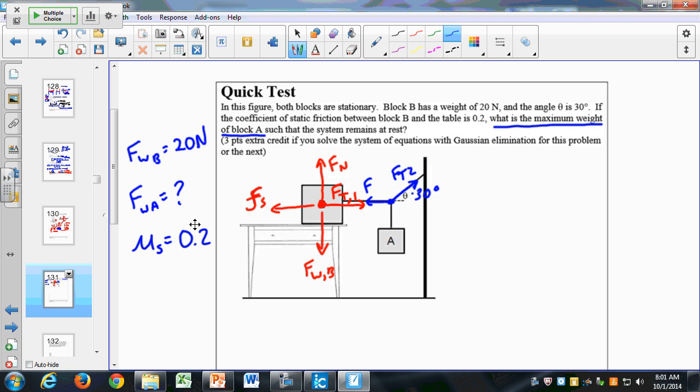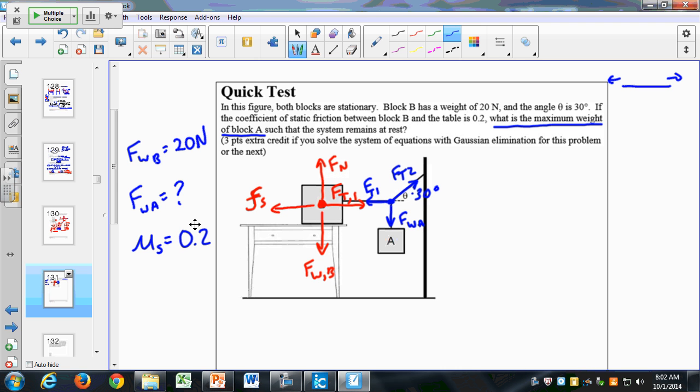Now, what is this tension? How is it related to the tension on the other block, FT1? Is it related? It's the same. Anytime I have a rope and I pull on it in one direction and in the other direction, then the tension in that rope is going to be the same throughout. So this force is going to be FT1, and then I have another force here, FWA. So I have 3 forces at work there.